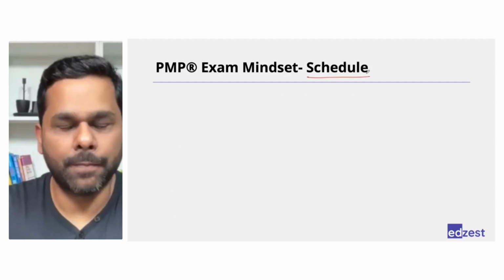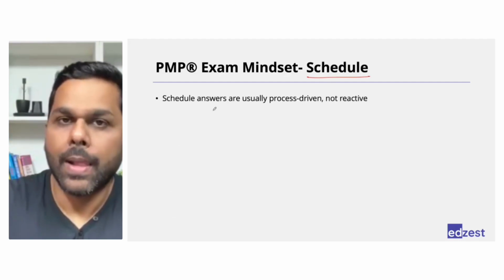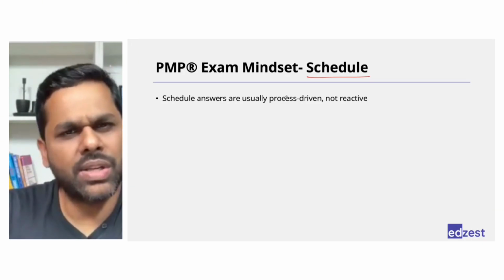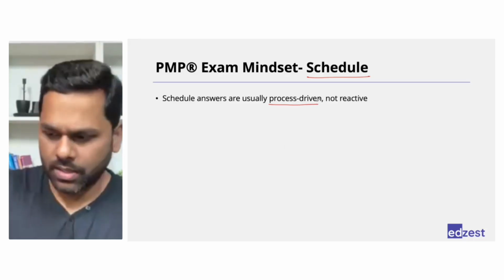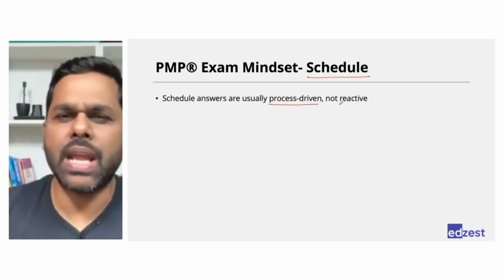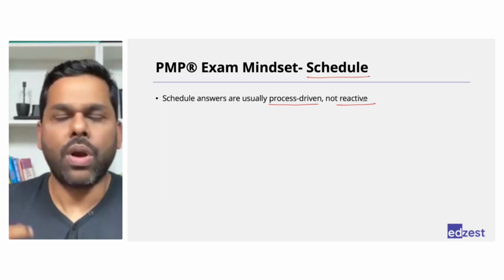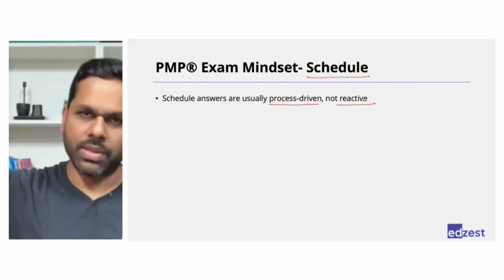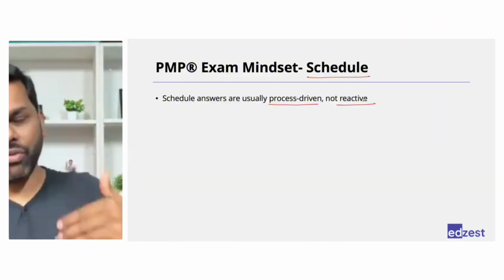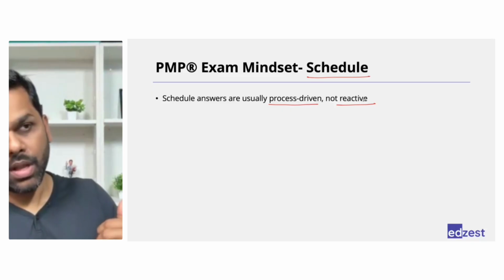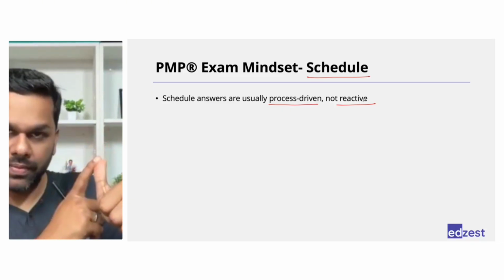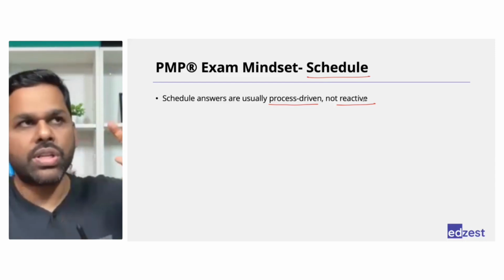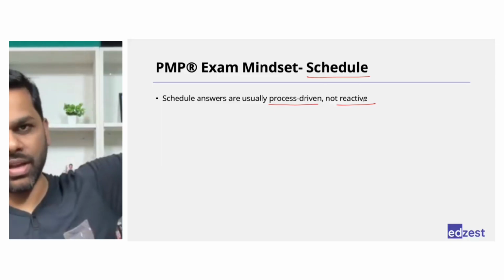Next is on the schedule. Right? Whenever you are answering questions related to schedule domain, you will see these are usually process driven. Okay, step by step we will do things. It will never be reactive. Right? What does it mean? It means that you will get a scenario. They'll give you a situation, a problem, a normal situation, and then they'll give you 4 options. You have to understand the situation, analyze for the impact, and then take decision. Don't just see the situation and take a decision.